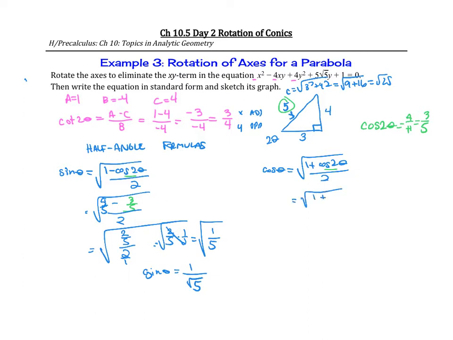Cosine of theta, we do the same thing. Square root of 1 plus 3 over 5, all over 2. And then this becomes a 5 over 5. So we're looking at the square root of 8 over 5 over 2. And then if we simplify, 8 divided by 5 times 1/2, we're really looking at square root of 4 over 5, or cosine of theta equals 2 over square root of 5.